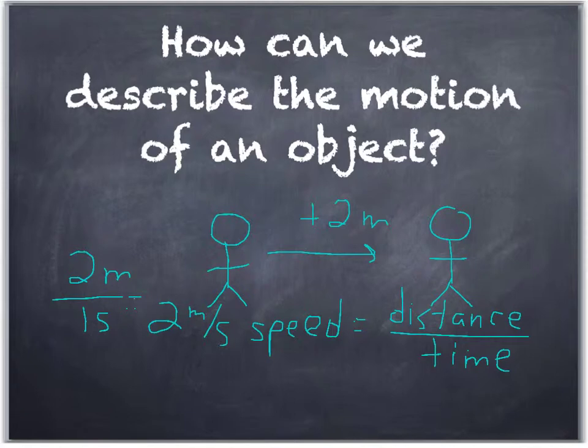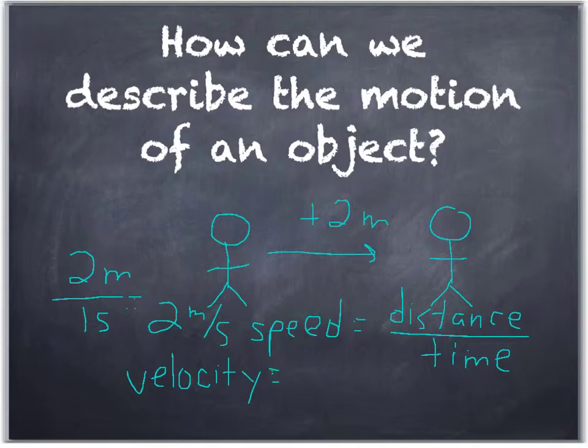Now notice that by saying the speed is 2 meters per second, that doesn't tell us anything about the direction that the person is moving. If we wanted to say that they moved 2 meters in the positive direction, and we wanted to talk about how they're moving, we might use the term velocity. And velocity is actually a little bit different than speed. Velocity includes a direction.